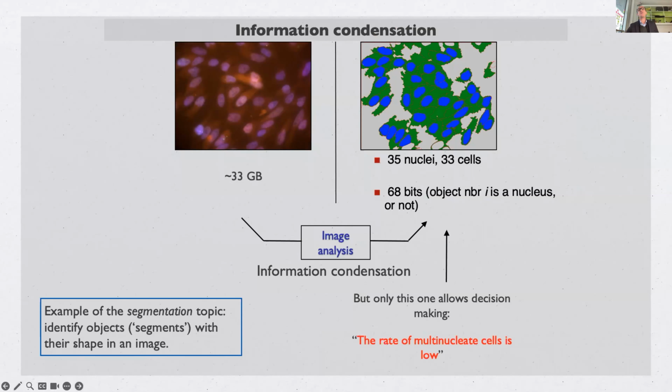And so image analysis, if you want to summarize it to the extreme, it's a bit like this. How do you move from this to that? It corresponds to condensation of information, right? You move from simply a huge number of meaningless numbers to something higher level, but that's the only one with which you can do science.